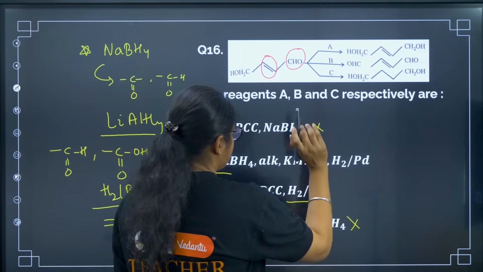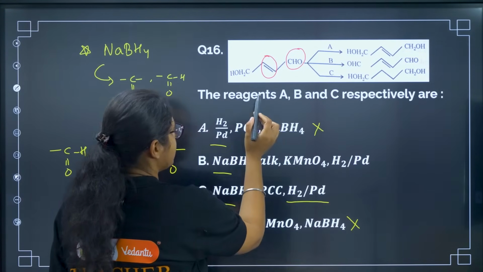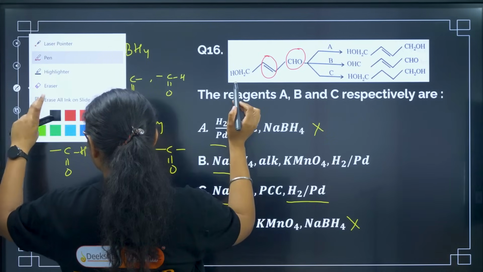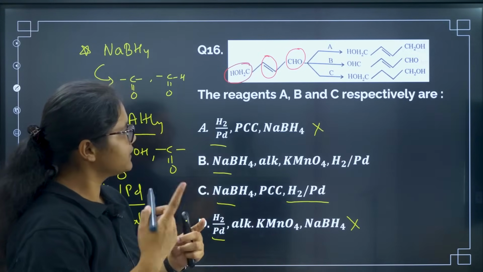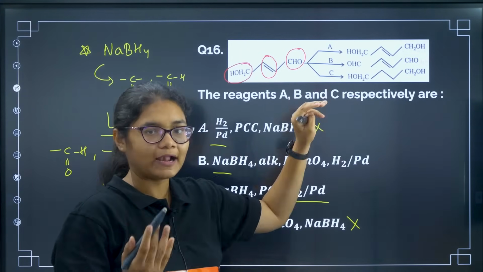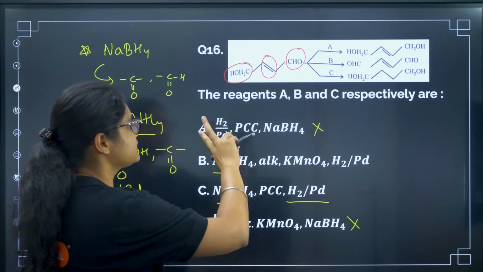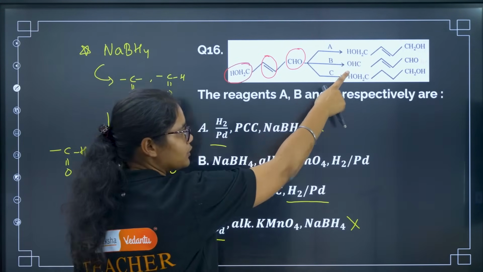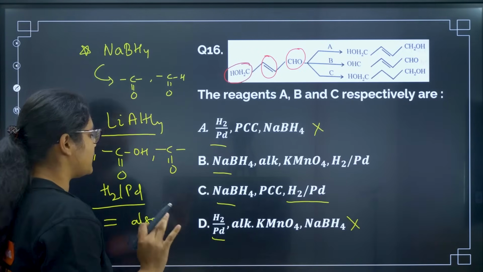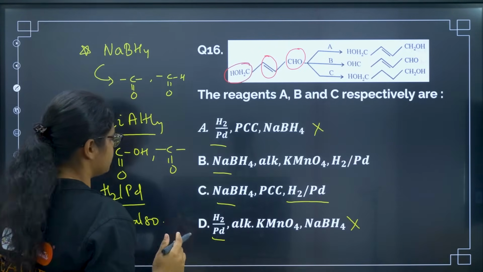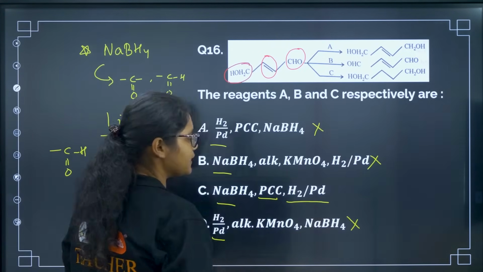Now coming to option number B. In option number B, if you see this last alcohol group, this alcohol group has been converted to aldehyde group, right? If this conversion from primary alcohol to aldehyde is happening, that is done by a very common reagent, that is PCC. So the B has to be PCC. So this one is also incorrect, right?